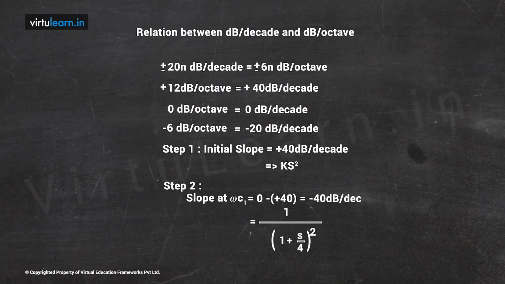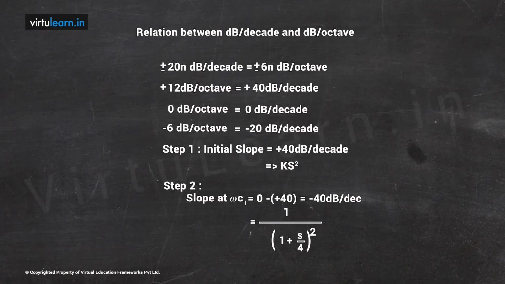These 4 slopes are given in terms of dB per octave. The initial slope is plus 12 dB per octave, then we have 0 dB per octave, then plus 6 dB per octave, and again minus 6 dB per octave. We know decade is a 10 times change in the frequency, octave is a 2 times change in the frequency. But we have a relation between dB per decade and dB per octave. What will that be? 20 log n dB per decade is equal to 6 n dB per octave.